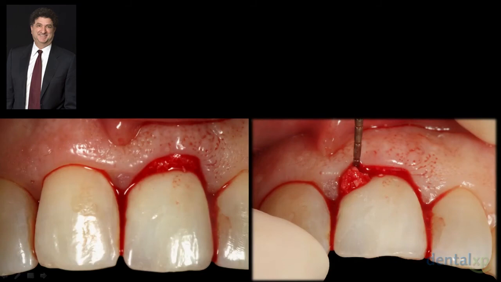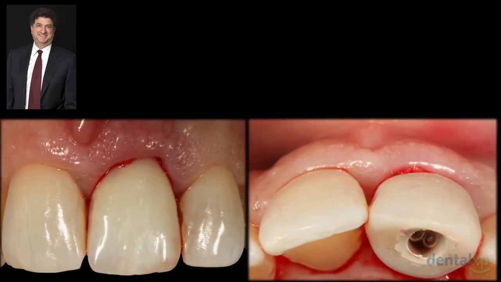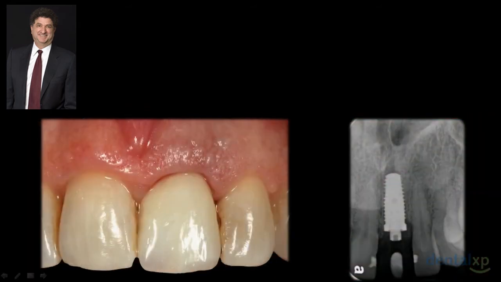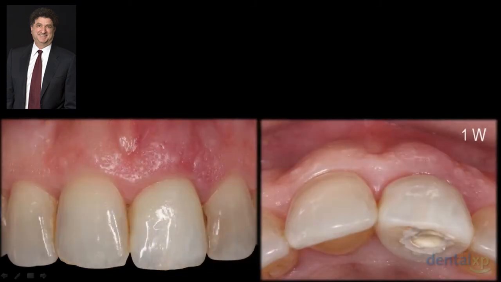Then I squeeze it out with the crown that's already done. I take it out, and I squeeze it right up and take the excess off. So the patient walks out looking like this. That's the day of extraction. Got it? That's the day of extraction. Let's see what happens. Here it is at 1 week.